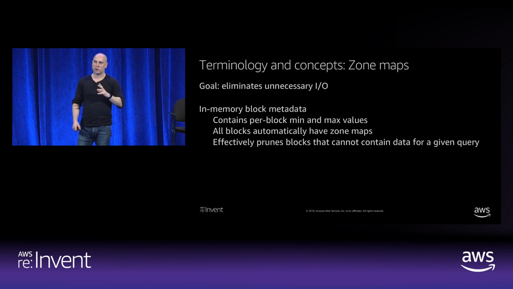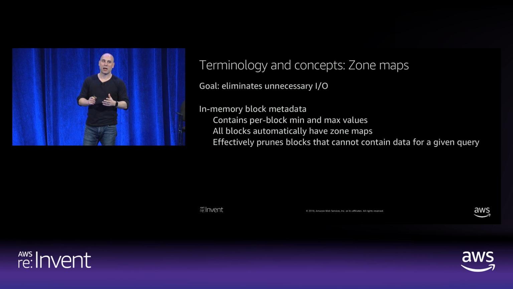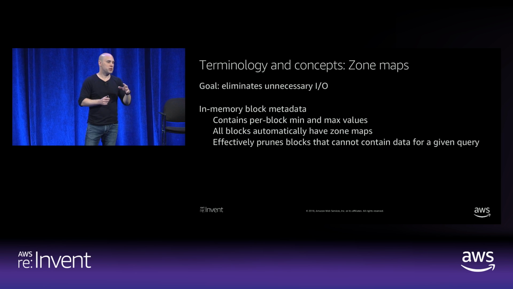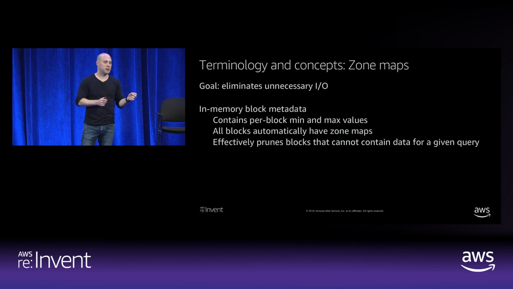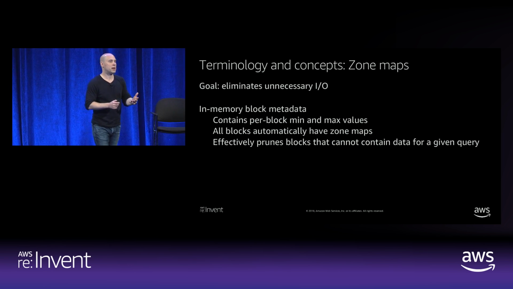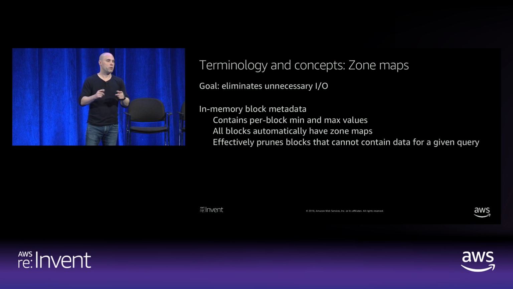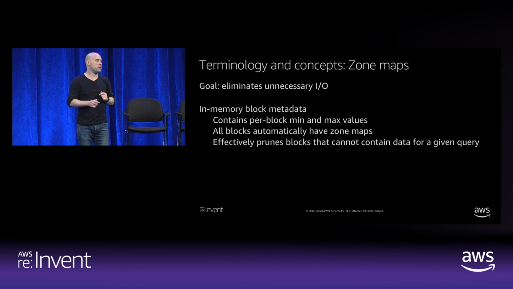The next piece to introduce you to is something we call zone maps. Zone maps are basically an in-memory data structure that stores the minimum and maximum values for every single block that we have on disk. That way, when a SQL query executes, say with a predicate, we can check that in-memory data structure and know if we need to read that block off disk or not.